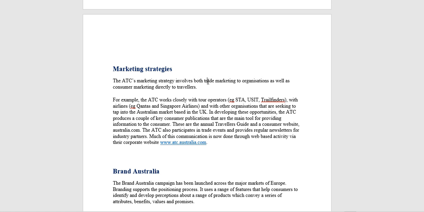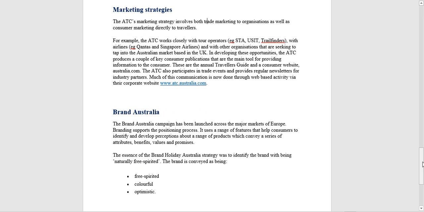Now if we talk about the consumer marketing directly to travelers, that will be done through emails, through websites, through the corporate website of Australia, that is www.atcaustralia.com. So these were the two strategies involved in the case of the Australian Tourist Commission. The first one is trade marketing, and the second one is consumer marketing, that has been made directly to the travelers. Now let's look into the third portion, that is brand Australia.